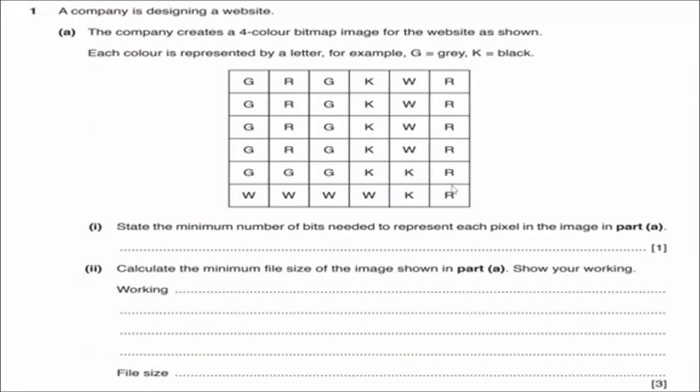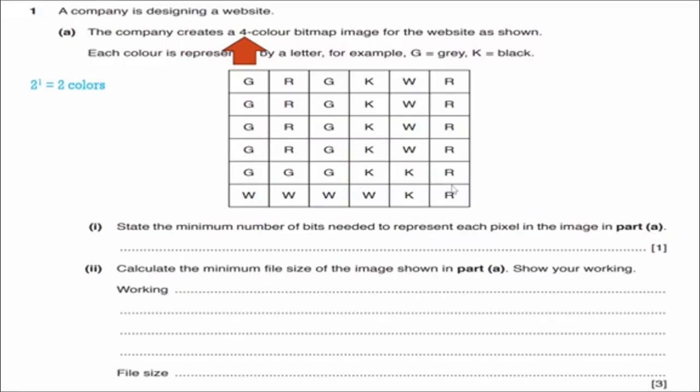A company is designing a website. The company creates a 4-color bitmap image for the website as shown. I'm going to pause right there and I'm going to say, you know what? I need 4 colors. I'm going to start calculating the bit depth because I'm going to need to know that. So off to the side, I start calculating that.